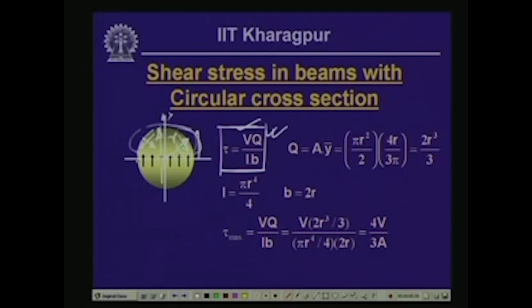However, if you look at this particular position, which happens to be the neutral axis of this cross section, along this diametral width the shearing stresses are all parallel to the y axis, so we can compute the shear stress at this location. As we have seen in the case of the rectangular section, the shear stress is maximum at the neutral axis. That is true for this circular section as well.